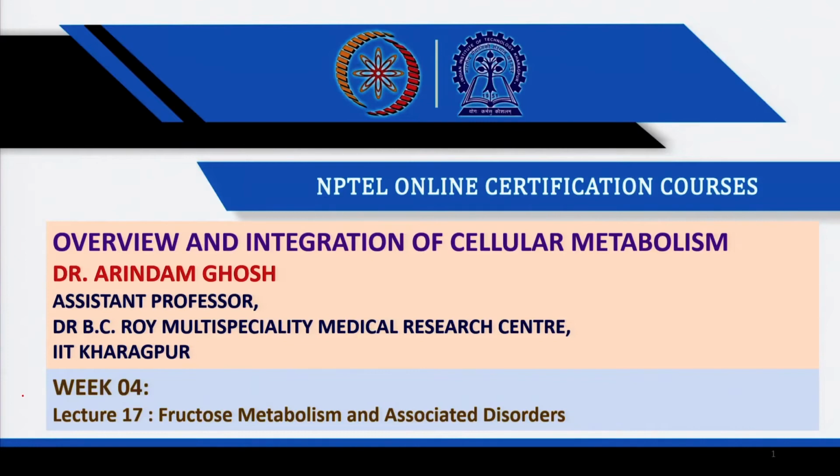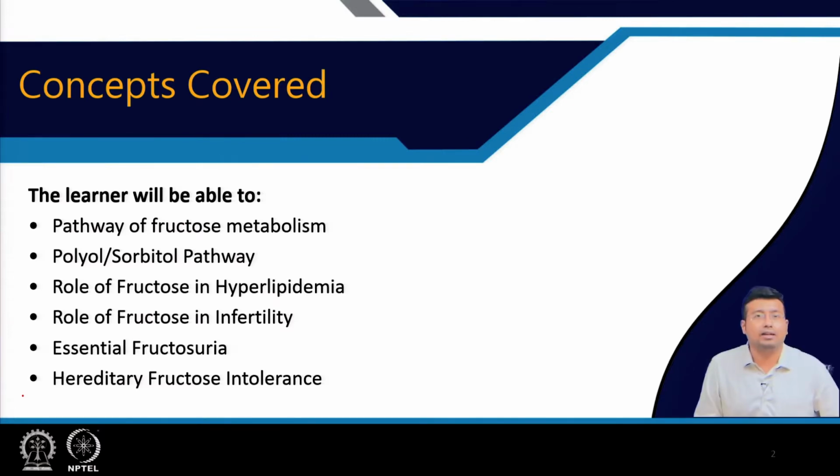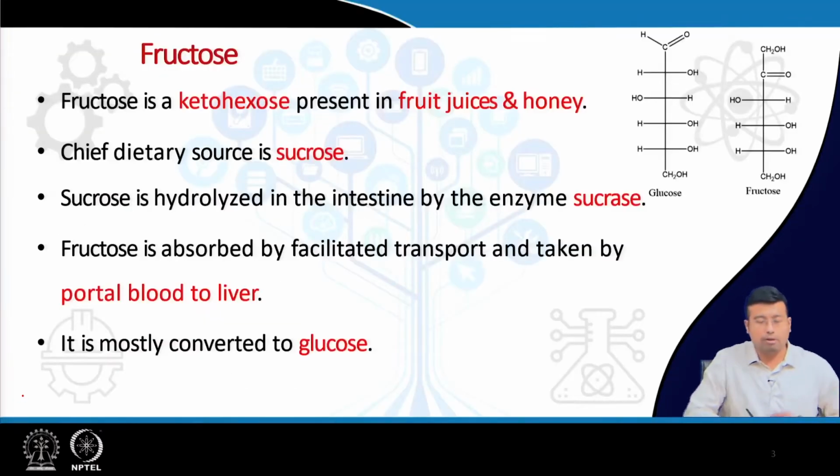Today's class is on fructose metabolism and its associated disorders. We will be covering the following concepts. We will be covering the pathway of fructose metabolism, we will be covering facts about the polyol or sorbitol pathway. We will see how fructose metabolism can lead to hyperlipidemia, how fructose plays a role in fertility or infertility, what is essential fructosuria, and what is hereditary fructose intolerance. All these concepts will be covered one by one.